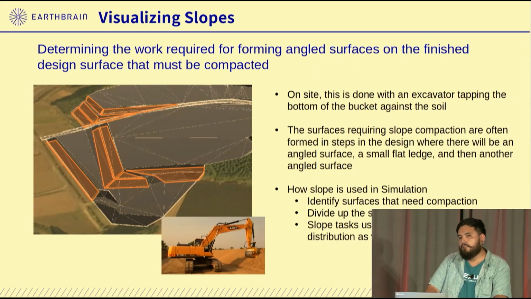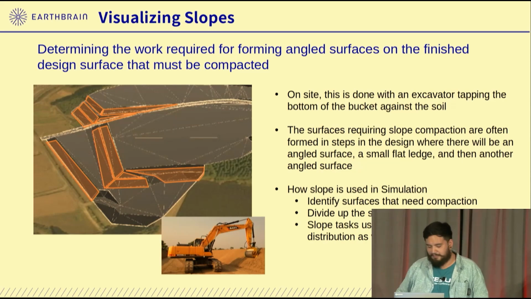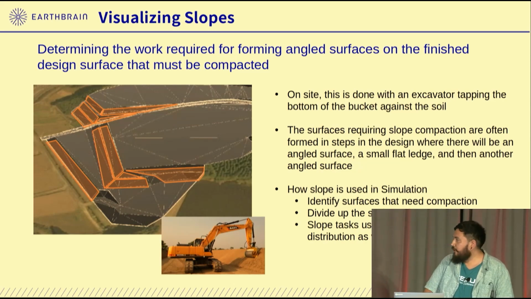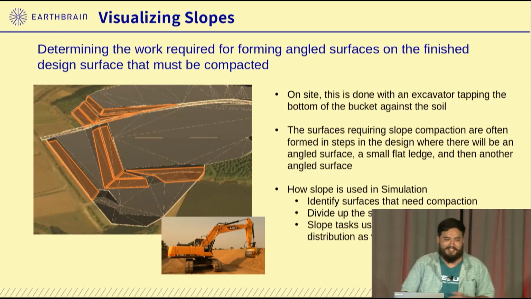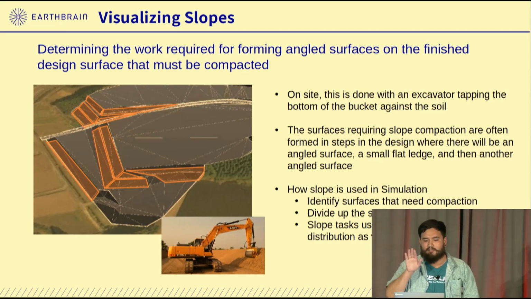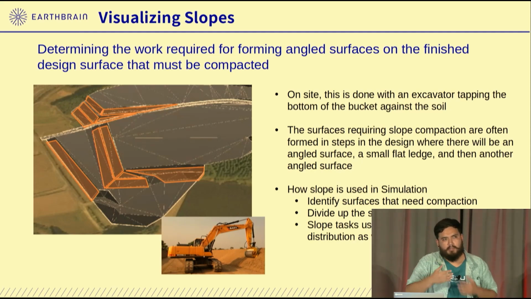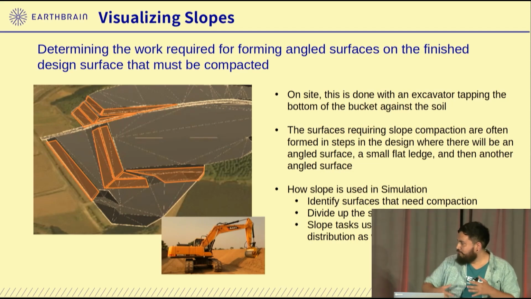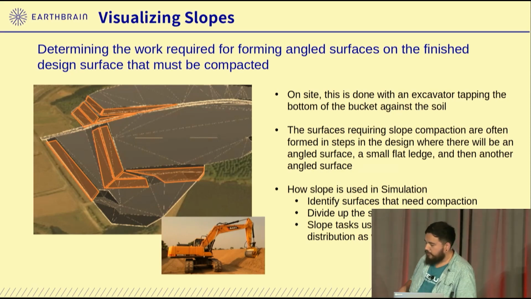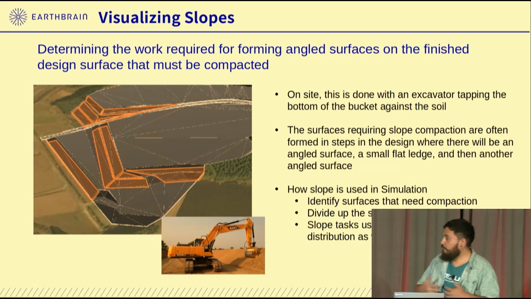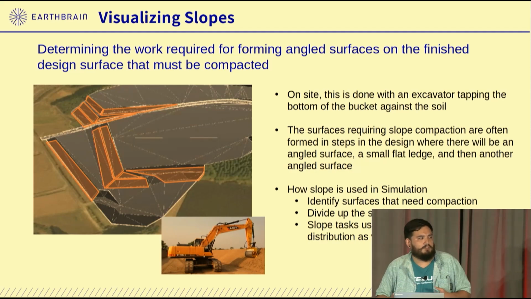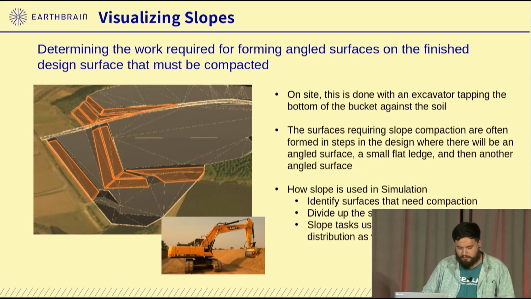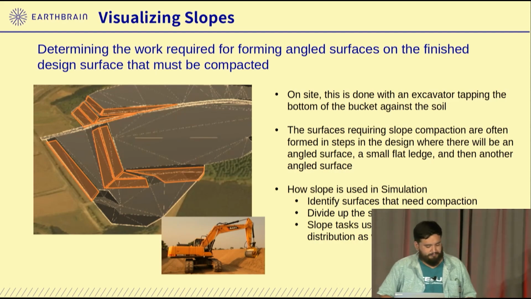Another structure you could add to work areas are slopes. On a physical site, slopes are basically created by excavators compacting soil with the bottom of their buckets. And these are essentially an additional work process that has to be done. Slopes help identify surfaces that need compaction and help you set up those tasks for your schedules, and also affect setting volumes for the soil distribution.